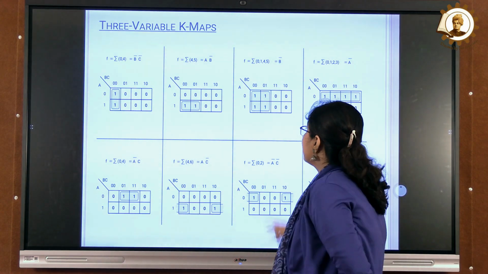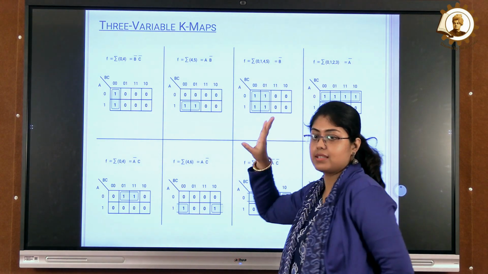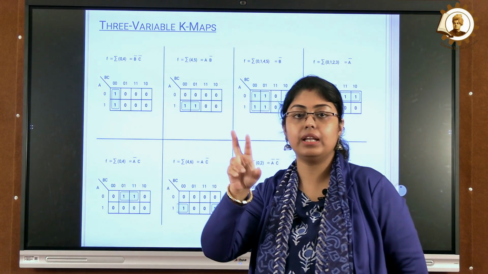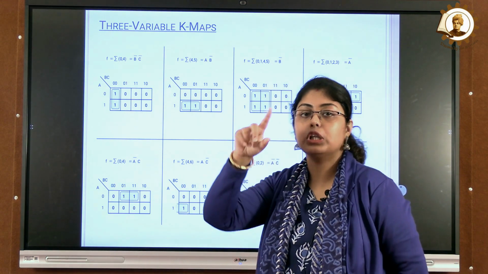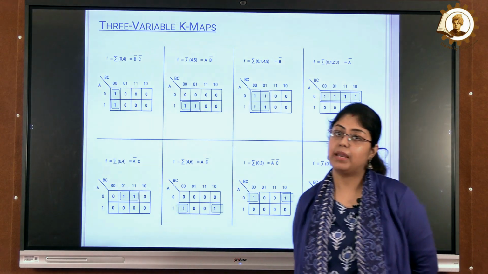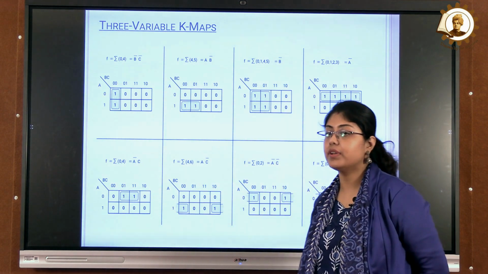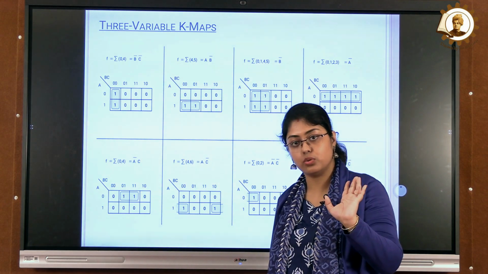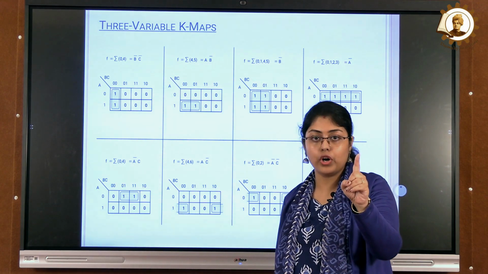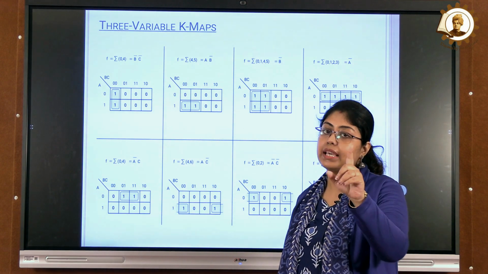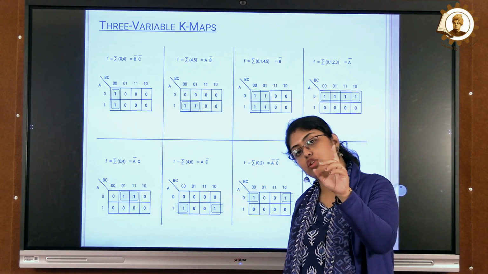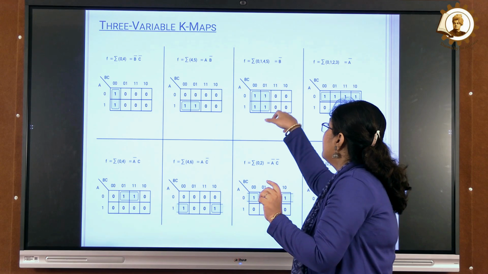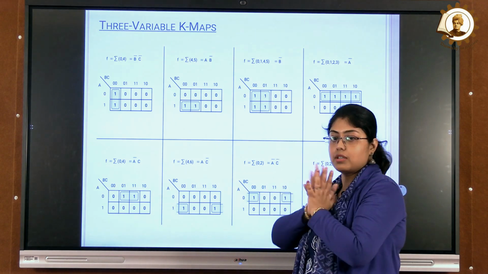So if there are 6 ones, can we group them? No. We can group in a way that the 2 to the power n formula is maintained. Whenever we have to group, we can pair them like 2 to the power 1 is 2. We can make a group of 4, 2 to the power 2 is 4. We can make a group of 8 because 2 to the power 3 is 8. So we can't group a couple of 6.